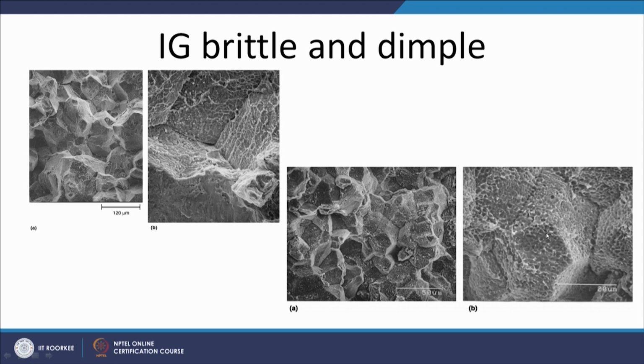But in this case, we can see all these grains, and in addition to the appearance of the grains, some dimples are also present on the fracture surface. So, we can have a combination of intergranular fracture or brittle fracture as per the kind of phases which are present at the grain boundary area.